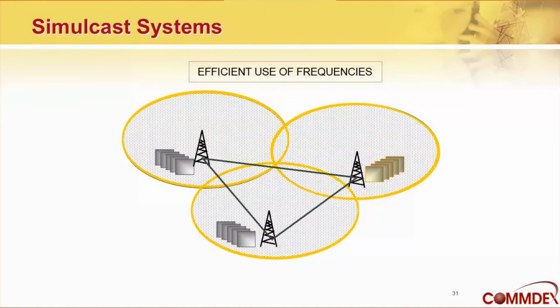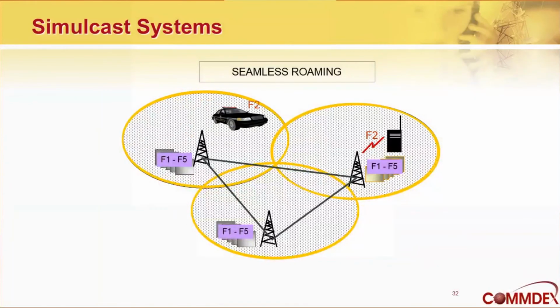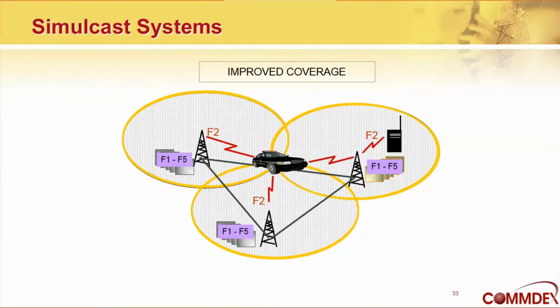But again, it's done because it's a lot easier to get 5 channels for a wide area than 15 or more. Here's the roaming, and as the car moves along, he won't have to think about where he is or change any channels based on his location. And again, it's improved coverage because no matter where you are in the service area, overlap or non-overlap area, you will get covered.